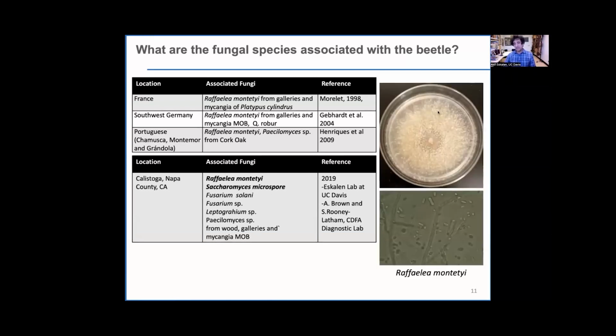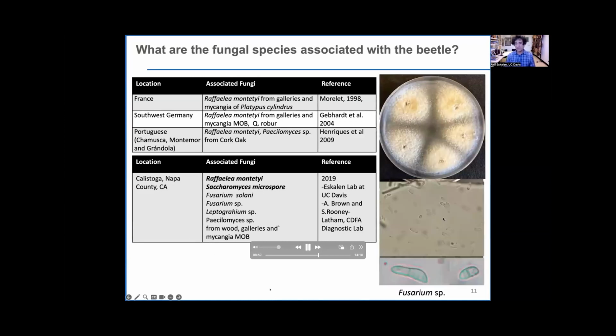So this is the colony morphology of Raffaelea montagiae, which seems to be the primary fungal species. You can see their conidia and also the conidiophore where they grow. And most likely the offspring of the beetle feed on these spores and also the mycelium of the fungi.